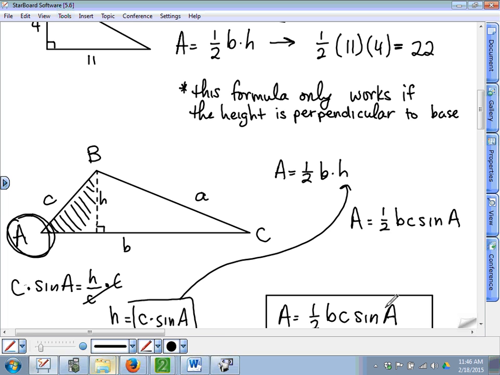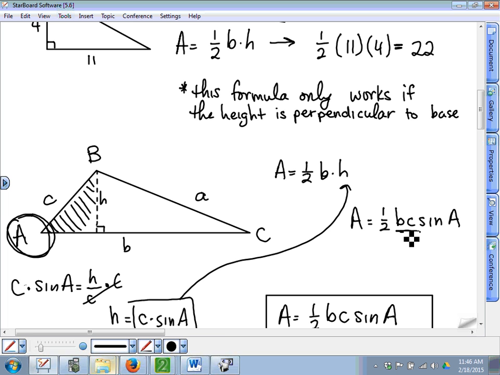So if you don't happen to know the height of a triangle, that doesn't necessarily mean you can't find its area. If you know an angle measure and the two sides that form that angle, you can find the area using this formula. Now I just said something that you probably didn't think was that important.